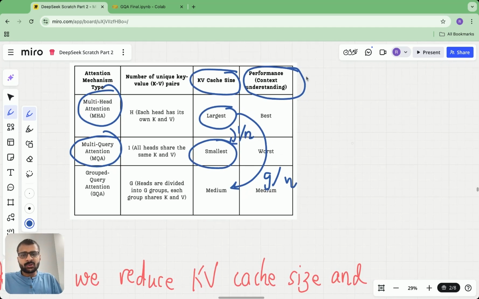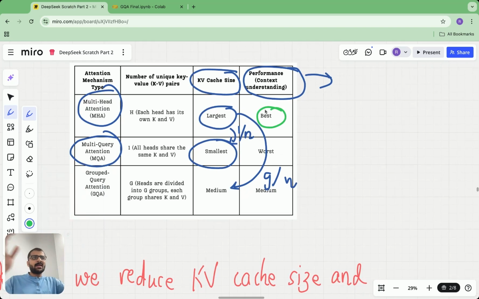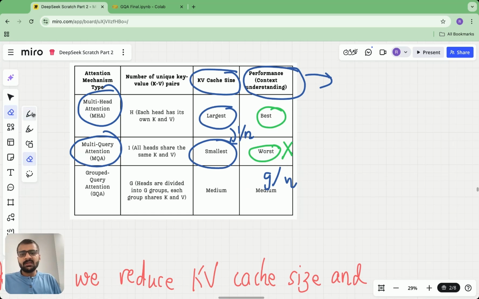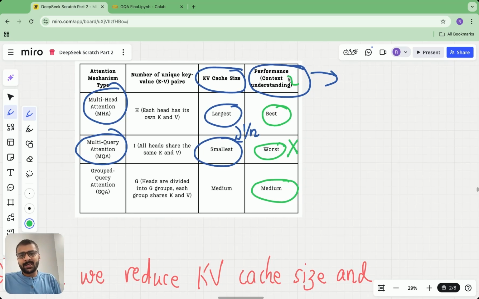For the performance, which is context understanding, multi-head attention performs the best because every head has different values of key and value matrices, so it captures more diversity, more perspectives. Multi-query attention is the worst, because every head has the same value. And you'll see that grouped query attention again lies somewhere in the middle, because it's better than multi-query attention, but it's not as good as multi-head attention in terms of performance or context understanding.